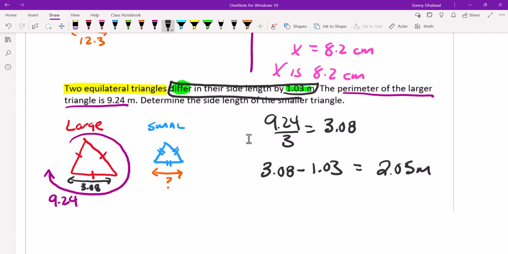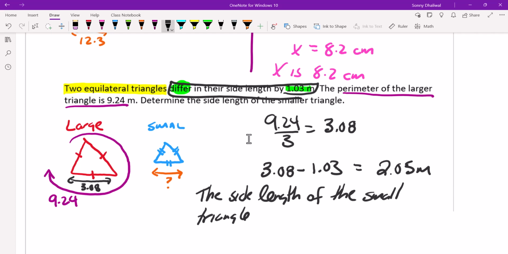Well, that's it. So for a word problem, we give a little sentence here. The side length of the small triangle is 2.05 meters. Now, I can show you how to set up an equation if you want. Do you want to see that? Or I think this approach makes much more sense, just following the logic in your mind. So I think we'll just leave it at that, and we'll spend about the next 40 minutes just working on your assignment.